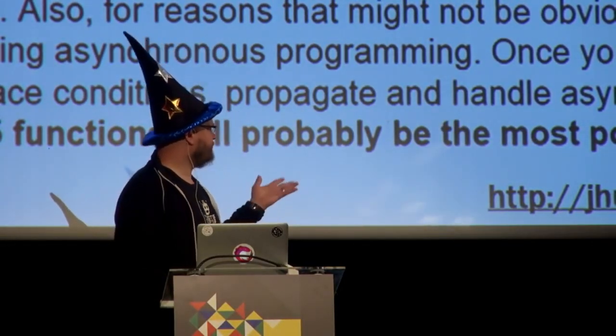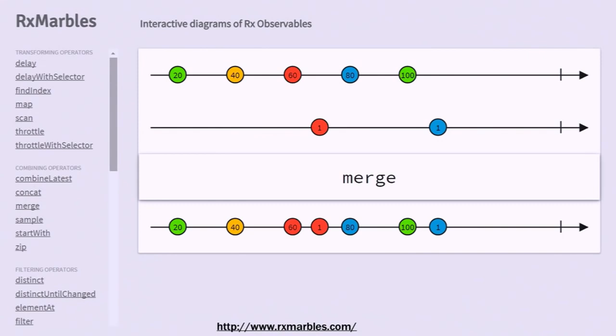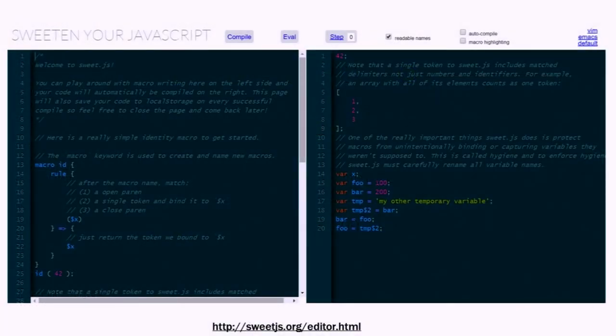If you want to learn how to do this, we have a great tutorial out there, jhussein.github.io/learnrx. All of this is on our site. RX Marbles, a great site by Andre, is also a great way to learn how each individual operator works. And if you really want to see how something complex is designed, there is Sweet.js, the idea of a macro-based language, but all of the bits and pieces of the editor itself is all in Rx.